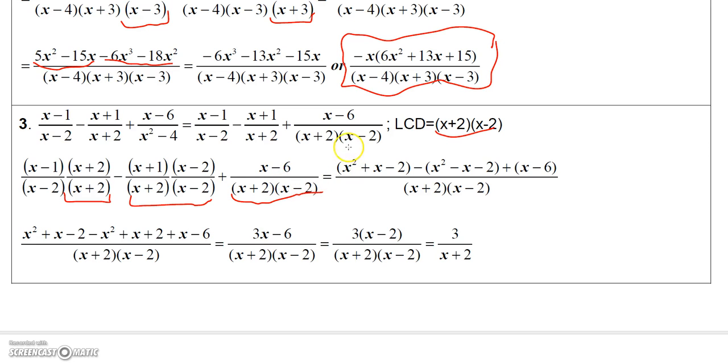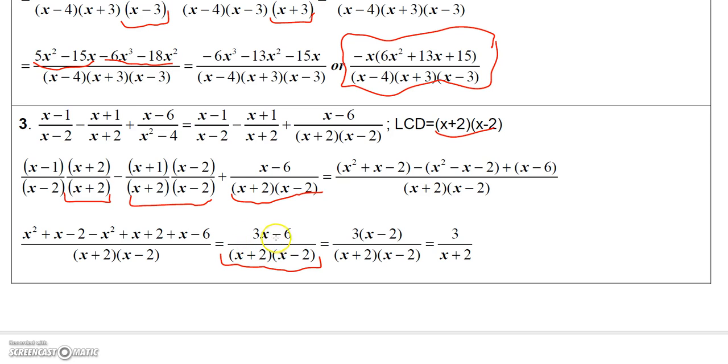Now I'm going to speed this one along a little bit, but let me just tell you here, you're going to FOIL these, and you're going to FOIL these, and so you're going to have x squared plus x minus 2 minus the quantity x squared minus x minus 2, and then you're just going to add the x minus 6 to it. Okay, so you distribute the minus, and you collect your like terms, and you should get 3x minus 6 here. And you're just going to carry that denominator that we're using along each time.